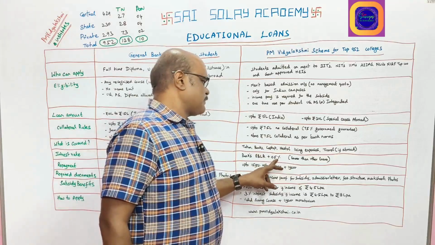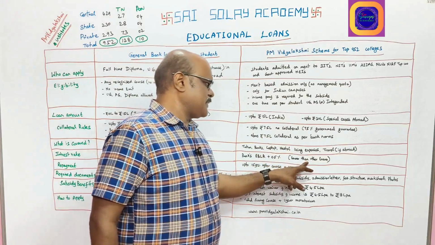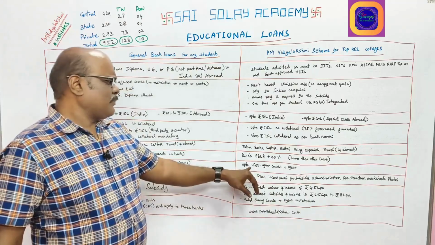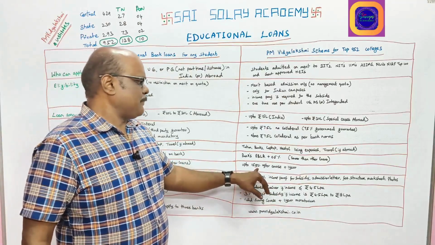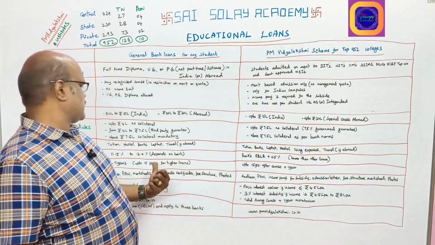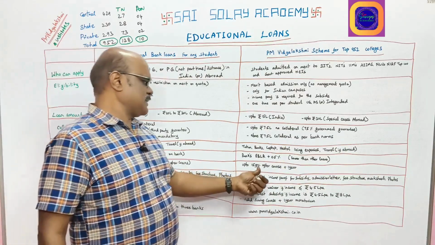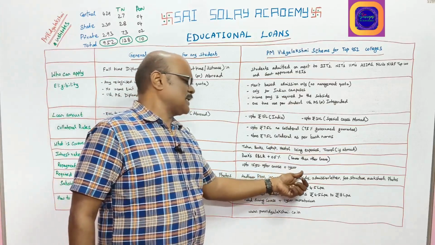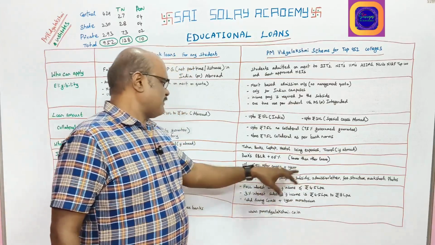That rate plus 0.5%, and these interest rates will be lower than the other loans, and the repayment period is up to 15 years here, whereas there, for a lower amount, it is up to 5 to 7 years. Here they are giving up to 15 years for repayment after the course, plus 1 year extra that you can avail.